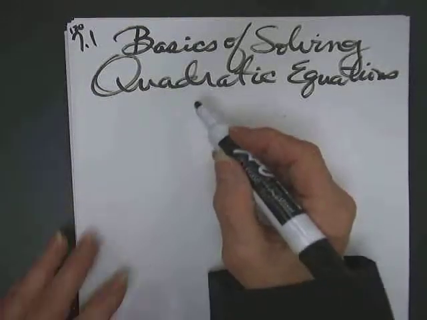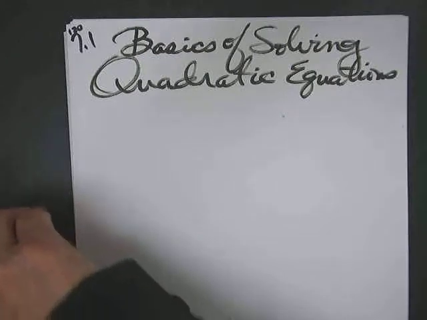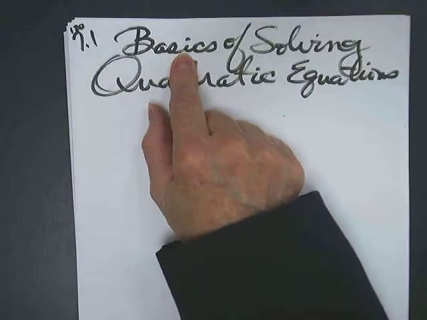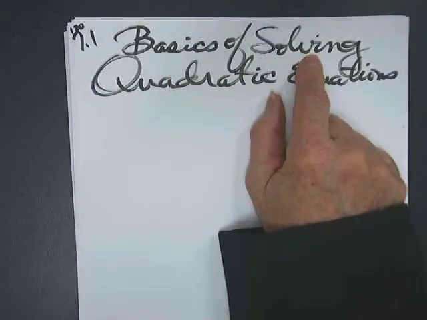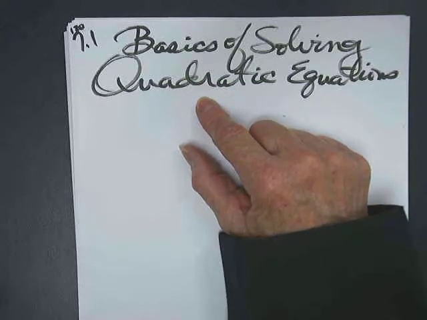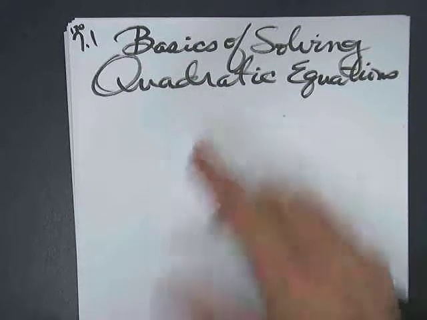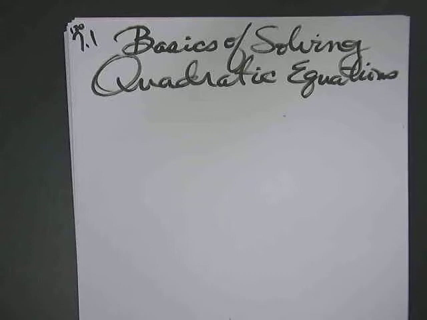Okay, I want you to solve. This is the basics, 7.1 is the basics of solving quadratic equations, and you should be able to do these usually by factoring. The next section, well maybe not, some of it's going to be got by completing the square too. 7.2 will be using the quadratic formula.